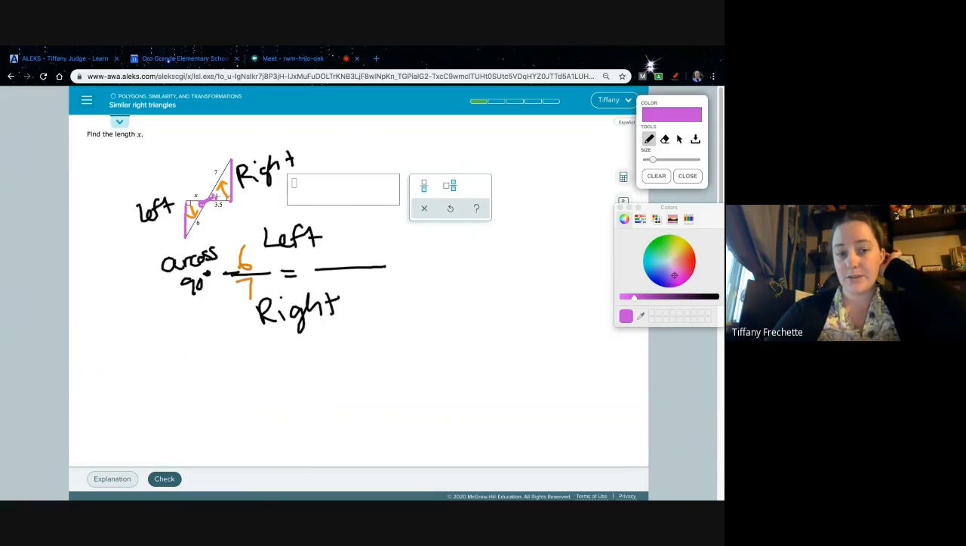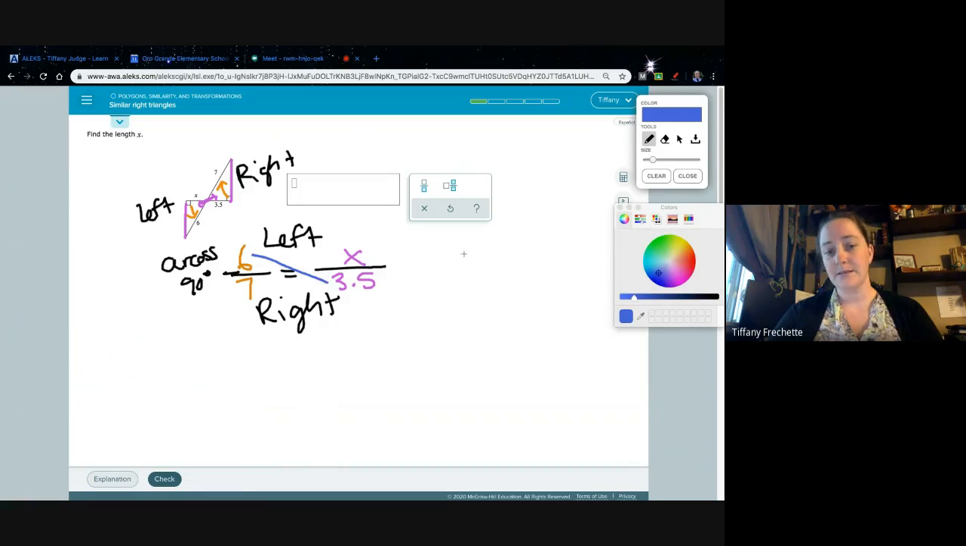Instead of using across from the vertical angles, I'm going to use next to the vertical angle here. So right next to this vertical angle, or in between this vertical angle and the 90, I have 3.5 on the right. And then on the left triangle, in between 90 and the vertical angle, I have x. So hopefully that was not too terribly crazy for you there. But you just have to make sure you're matching the corresponding parts up.